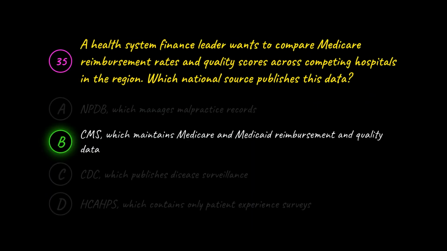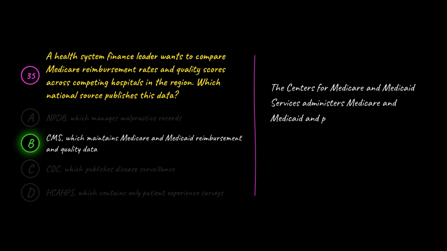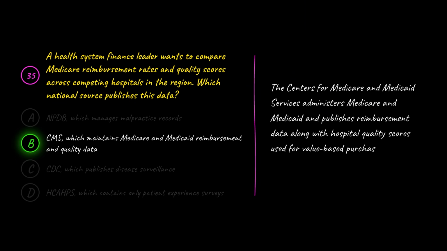The correct answer is B. CMS, which maintains Medicare and Medicaid reimbursement and quality data. B is correct because the Centers for Medicare and Medicaid Services administers Medicare and Medicaid and publishes reimbursement data along with hospital quality scores used for value-based purchasing. A finance leader benchmarking reimbursement and quality across hospitals will draw on CMS reports. The agency is the central source for both topics.